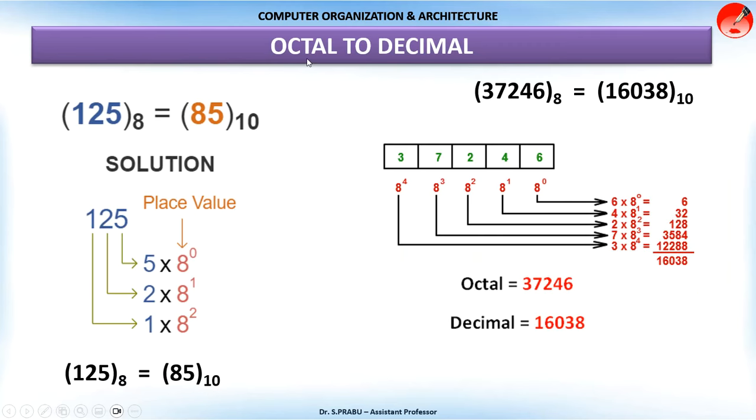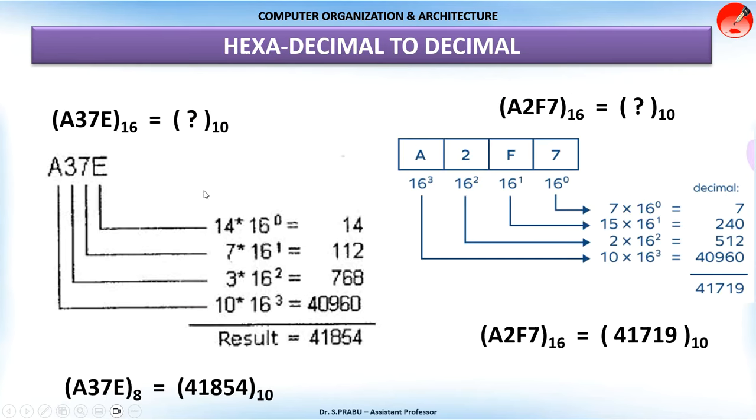Let's move to octal to decimal. This is the given octal number. Write this octal number and write the appropriate base and superscript values. So 64 plus 16 plus 5, the value is 85. The next problem has a given hexadecimal number. Write this value and write the appropriate base value with power values. Now you can get this result.